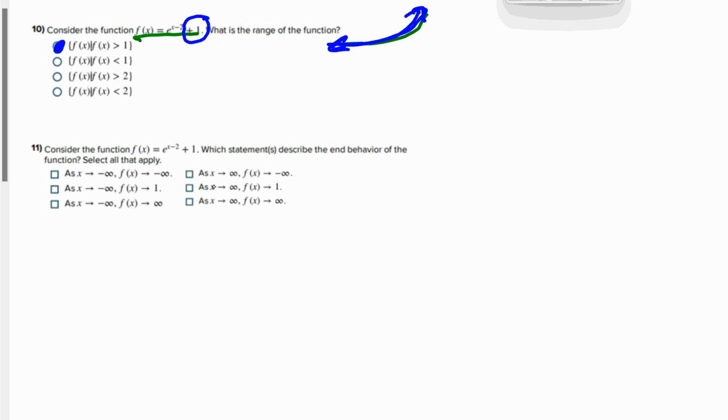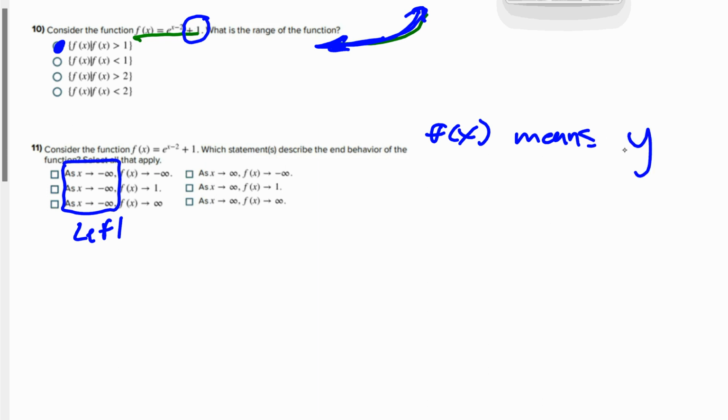Now we can look at the same graph and say, okay, as x approaches, as I look from the left, this means as I look at my graph to the left, what is it doing? And here are y values. f of x just means y. What's my y value doing? Well, it's approaching that asymptote, right? It's approaching 1. Now this means to the right. So as I go to the right, what are my y values doing? They're just going up, right? So at positive infinity. So those two are your answers.